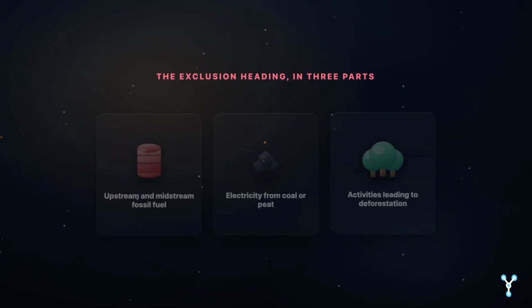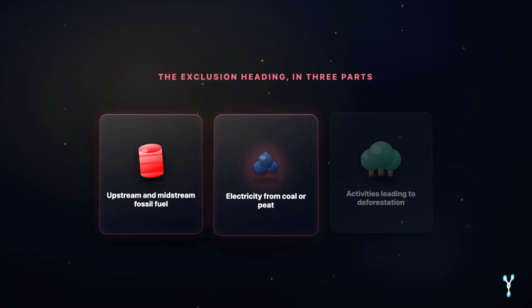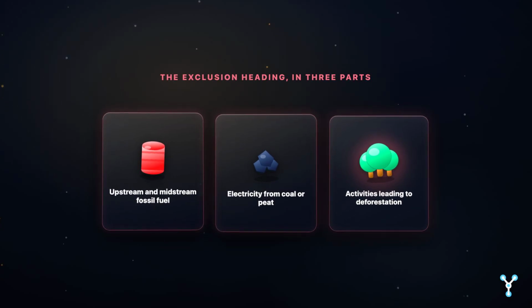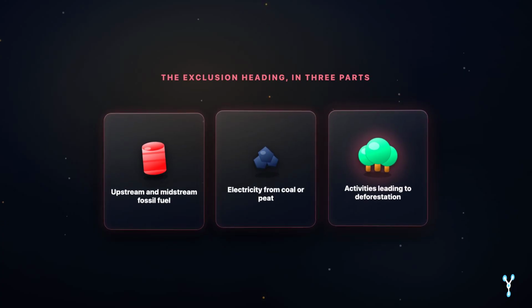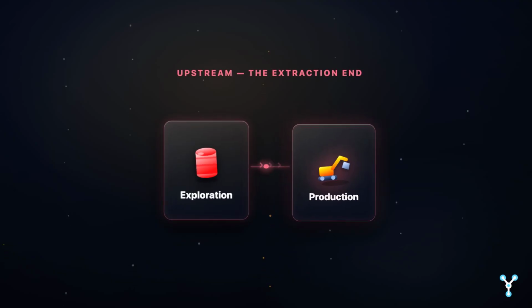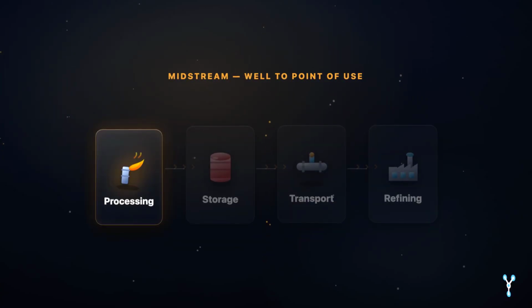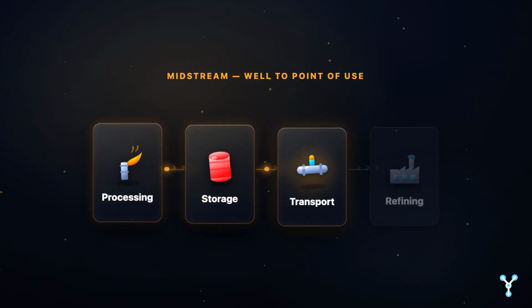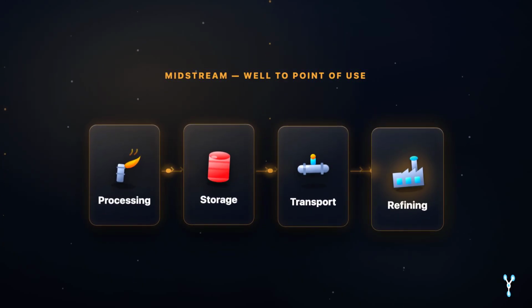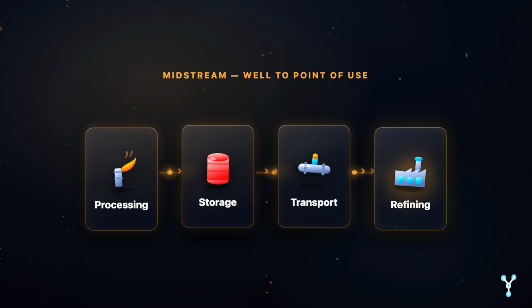The heading is Exclusion of Activities in Support of Upstream and Midstream Activities in the Fossil Fuel Industry, Electricity Generation from Coal or Peat, and those that lead to deforestation. Take the 3 parts in turn. Upstream activities, the document says, involve exploration or production of fossil fuels. That is the extraction end. Midstream activities include natural gas processing, storage, transport, liquefaction and regasification, and crude oil refining. That is everything between the well and the point of use: pipelines, terminals, liquefaction plants, refineries.